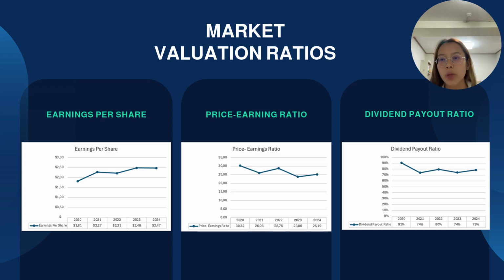Next is dividend payout ratio. It tells us what percentage of earnings is paid out as dividends. The dividend payout ratio declined sharply from 91% in 2020 to 74% in 2021 and fluctuated moderately afterward, ending at 78% in 2024. This pattern suggests an initial move toward earnings retention, possibly to fund growth or buffer during uncertainty, followed by a gradual return to higher payouts.